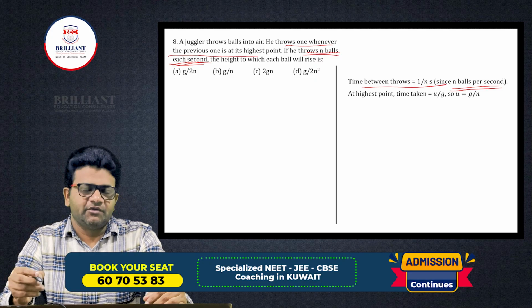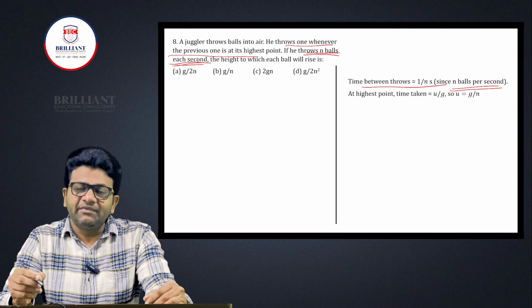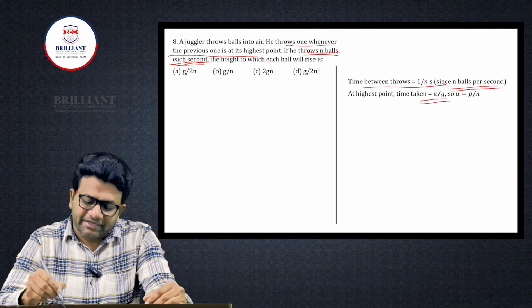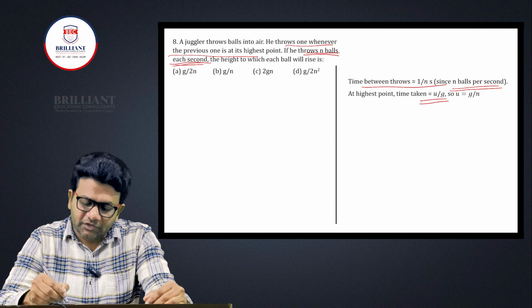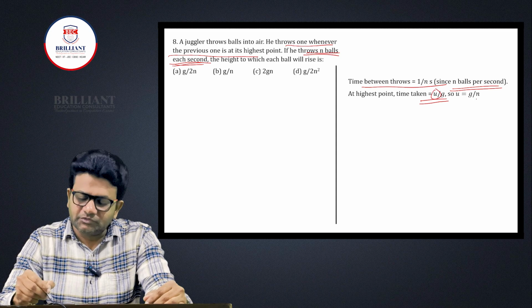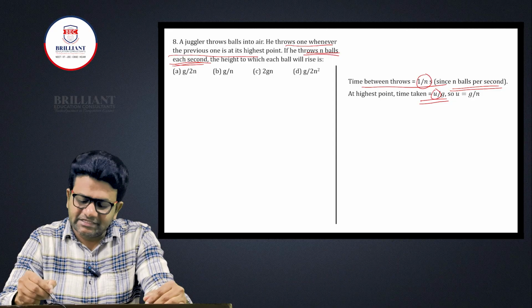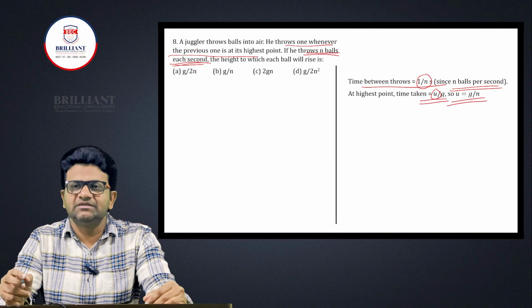At the highest point, the equation for the time taken to reach the highest point is u by g. So u is equal to time into g. That is, time is 1 by n, so 1 by n into g, that is g by n. So u equals g by n.